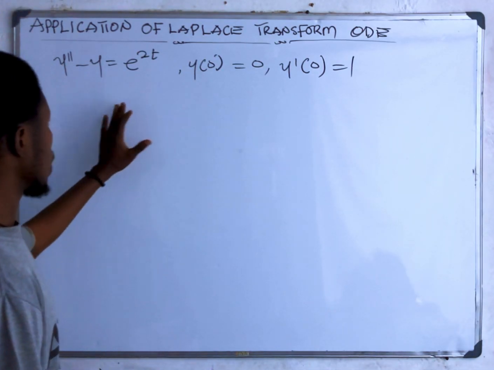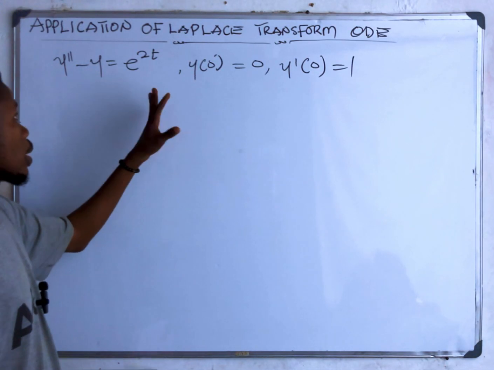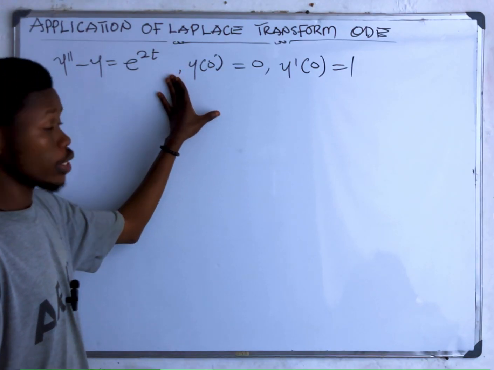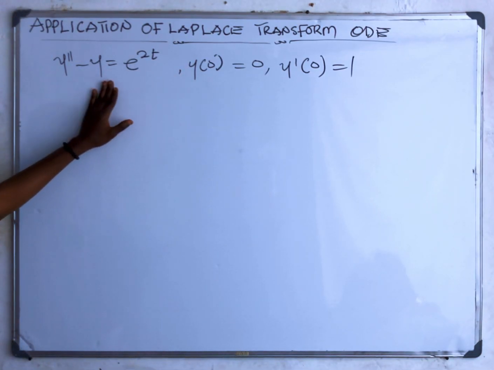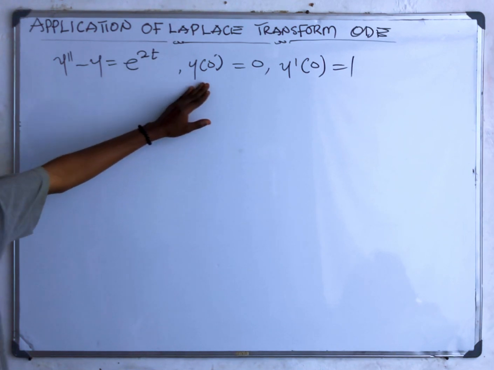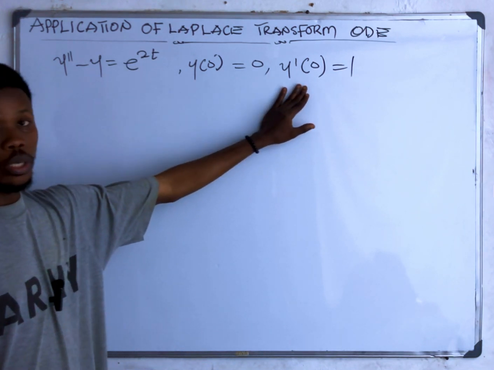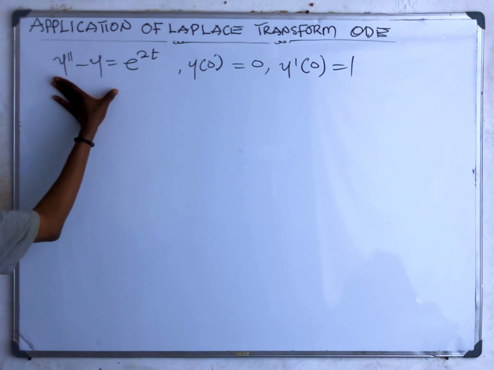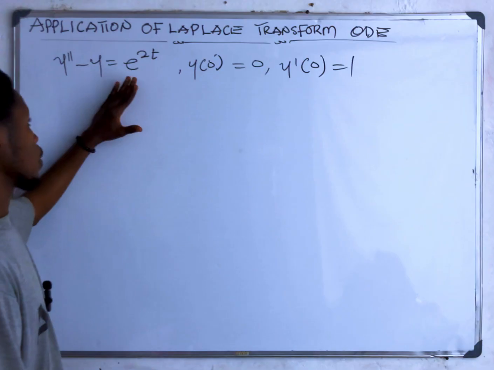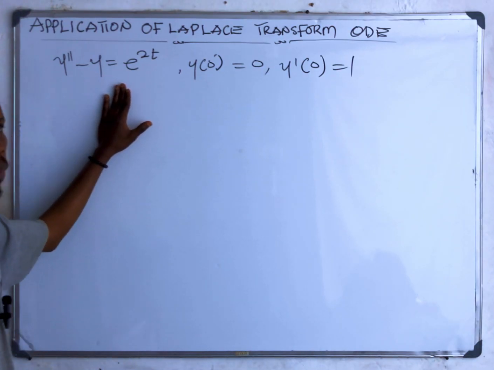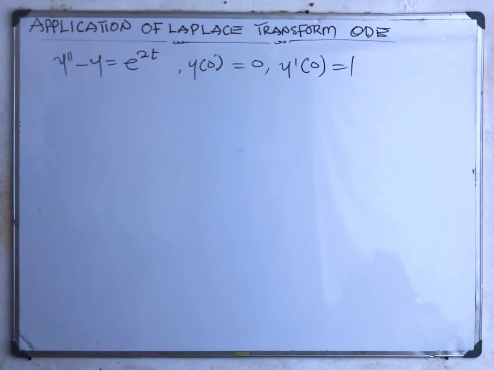So let's look at the first example here. This is an ODE question, right? If you want to solve this, they are giving y prime prime minus y equals e to the power 2t, y(0) equals 0. These are the initial conditions. And we want to use the Laplace transform to do that, the application of it. In fact, we have solved a question like this. If you look at my previous video, a question like this has been solved on the Laplace transform on derivatives. So let's see how we can solve this.